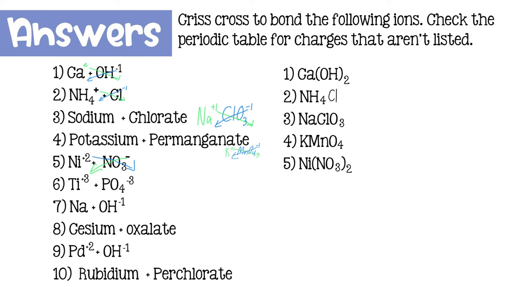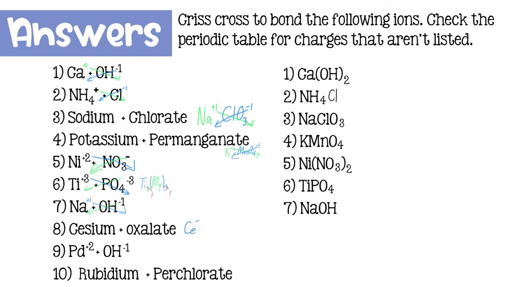For number 6, we have Ti plus 3 and PO4 minus 3. When we crisscross our charges, we get Ti3(PO4)3. However, these both have a 3 as their subscript, so we can reduce it to TiPO4. Now let's consider number 7. Na is +1 because it's in the first group, and OH is -1. Let's crisscross our charges, and we get Na1OH1, or NaOH.